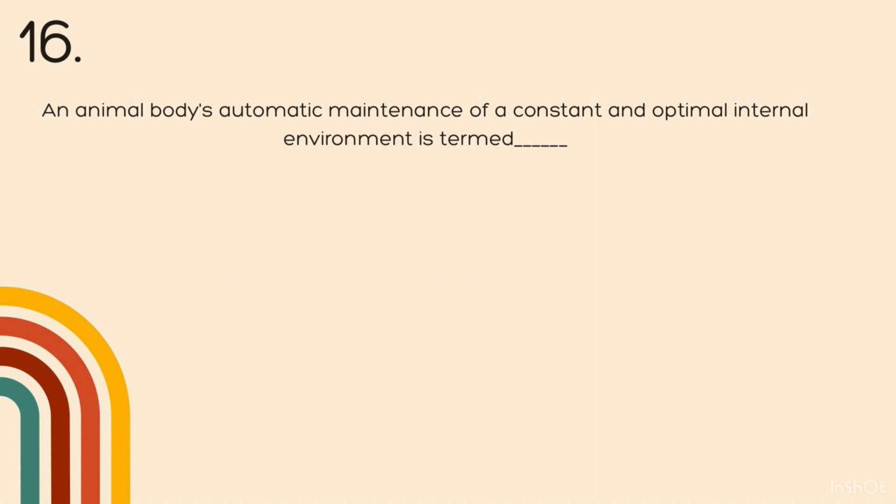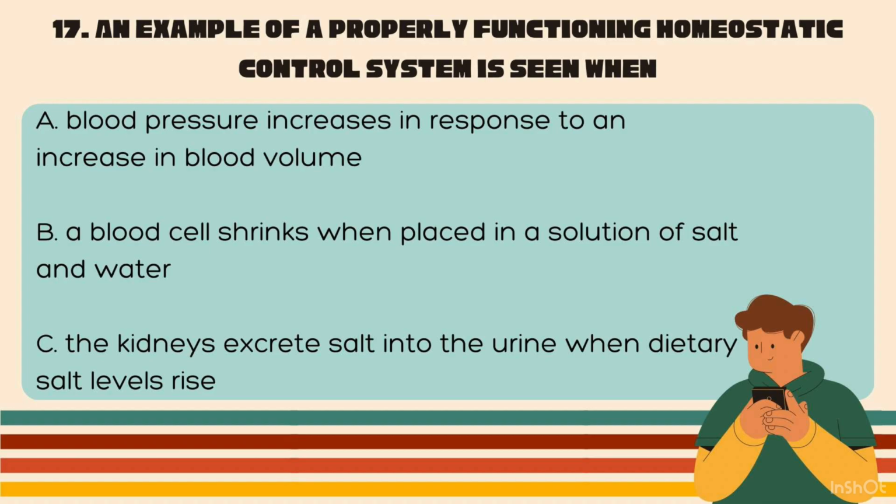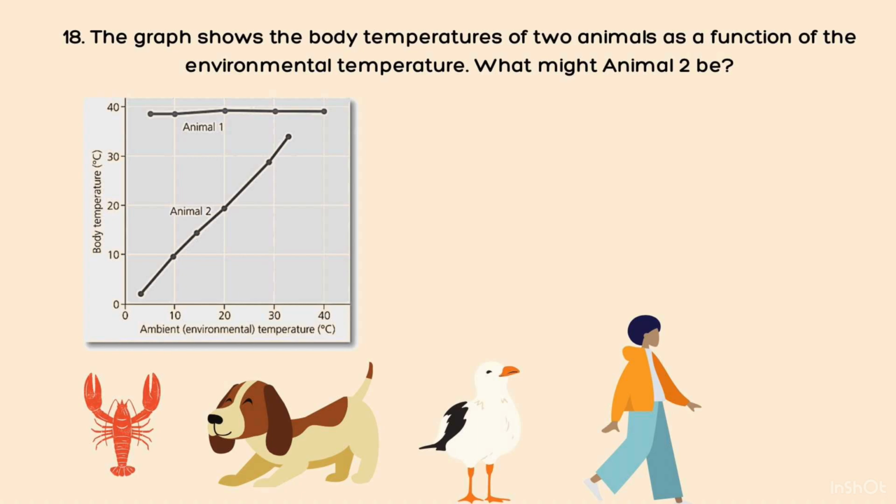Number 16. An animal body's automatic maintenance of a constant and optimal internal environment is termed homeostasis. Now, using this definition, try to answer number 17. An example of a properly functioning homeostatic control system is seen when C, the kidneys excrete salt into the urine when dietary salt levels rise. Number 18. This graph shows the body temperature of 2 animals as a function of the environmental temperature. What might animal 2 be?